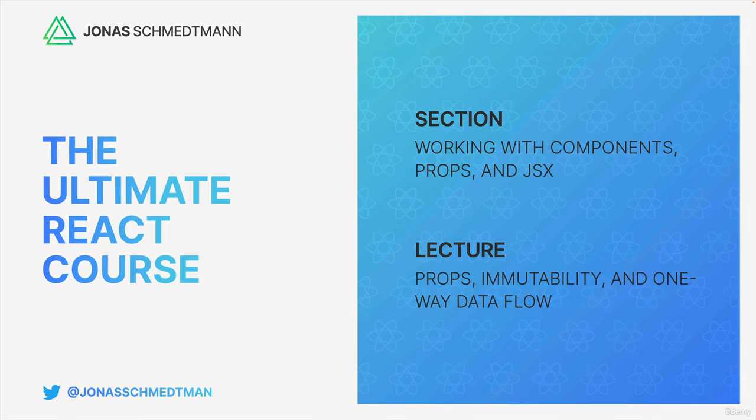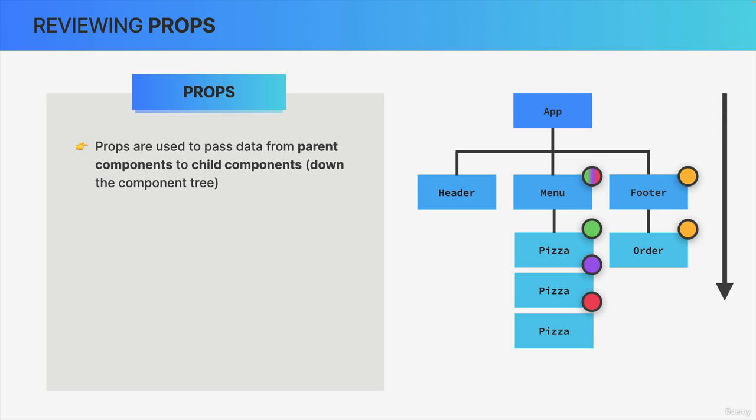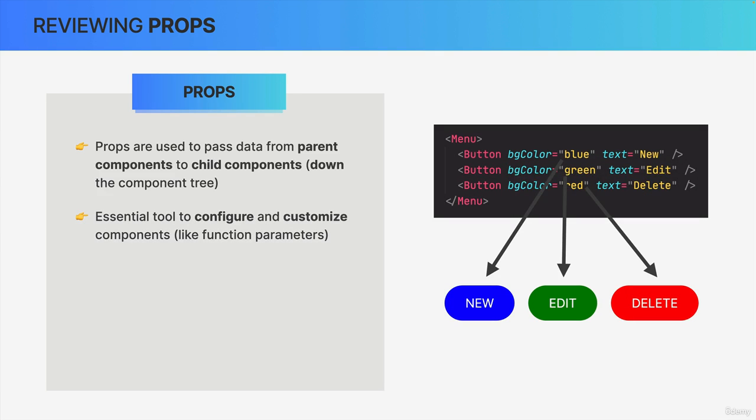So, now that we already know what props are and how we use them in practice, let's quickly review them and even learn some important additional things about props. So, as we just learned, we use props in React to pass data from parent components to child components. So, essentially, to pass information down the component tree. This means that essentially we use props to communicate between parent and child components. Therefore, props are an essential React tool to configure and also to customize components.